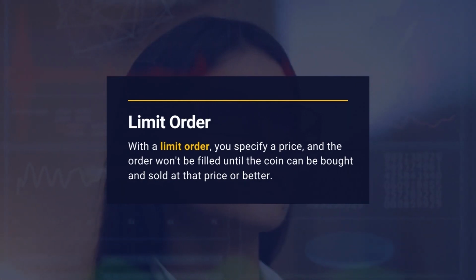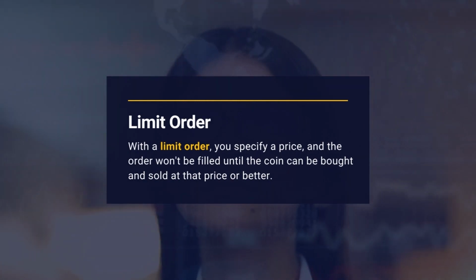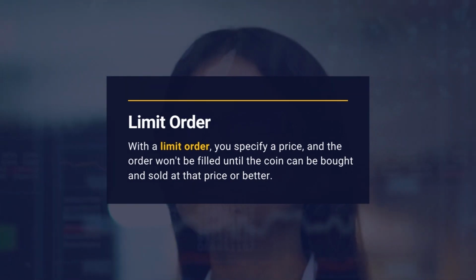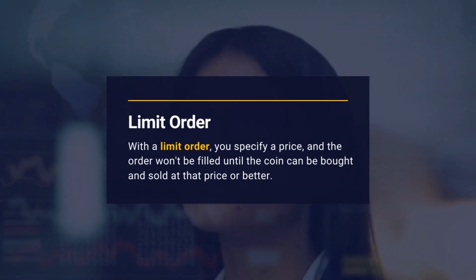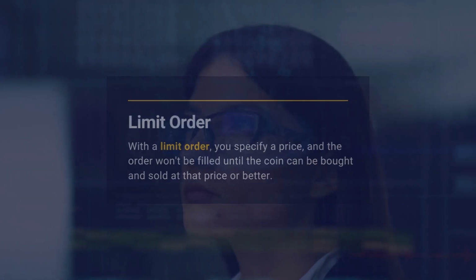If your priority is to buy or sell at an exact price or better, you may want to use a limit order instead. With a limit order, you specify a price, and the order won't be filled until the coin can be bought or sold at that price or better. Investors generally use limit orders when they have a target entry or exit price and are willing to wait for the market to move in their favor.